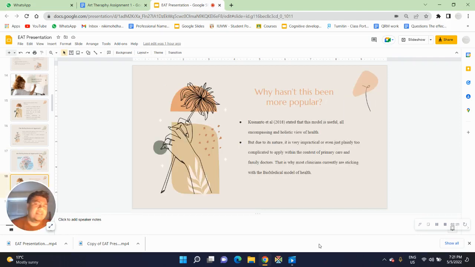Now, why hasn't this approach been popular? Research by Kusanto et al. states that even though this model is very useful, all-encompassing, and a holistic view of health, due to its nature it is impractical or just plainly too complicated within the context of primary care and family doctors. This is why most clinicians stick to the traditional biomedical model of health, in which they focus more on the biological makeup of a person and a tiny bit on the psychological aspect, but largely neglect the social factors within their patient.